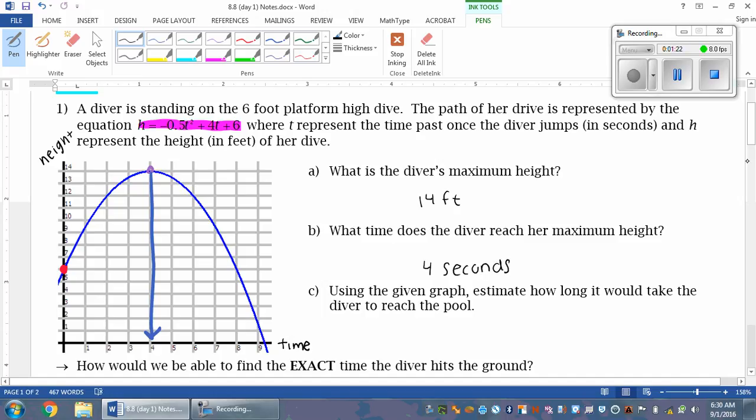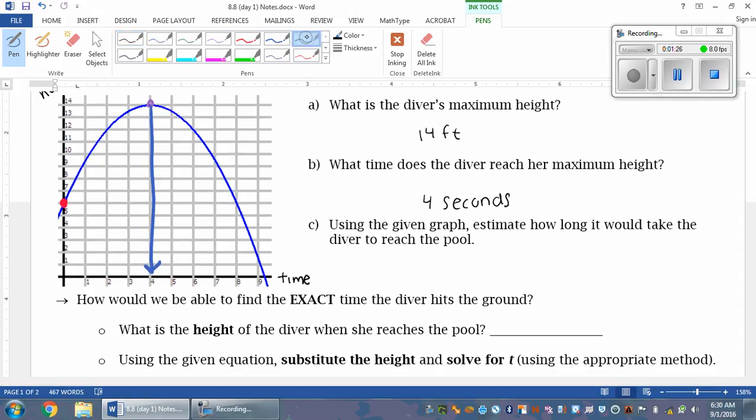Using the given graph, estimate how long it would take the diver to reach the pool. Remember, this diver reaches the pool right here. Anything under, she's in the water. So I would say it's around maybe 9.3 seconds. Again, we've always estimated this.